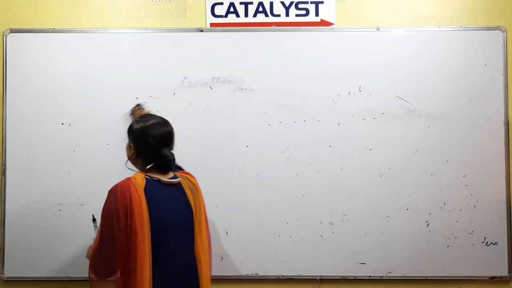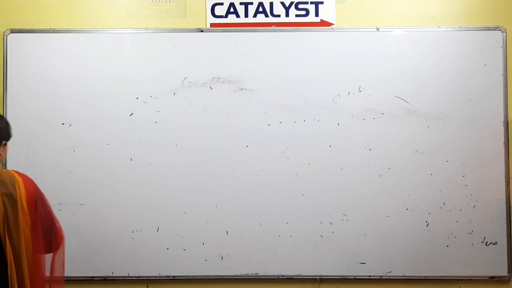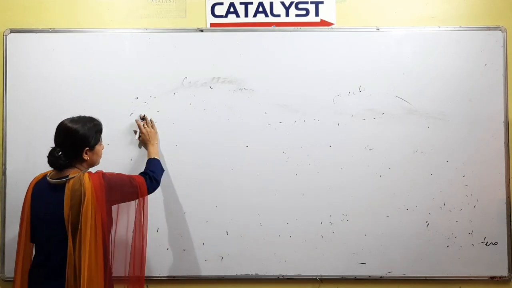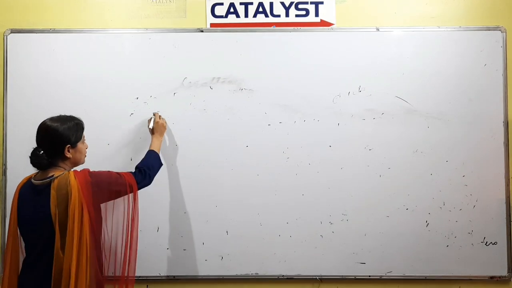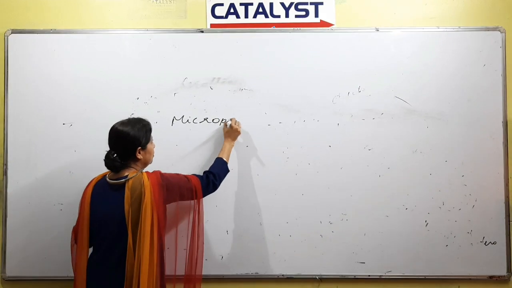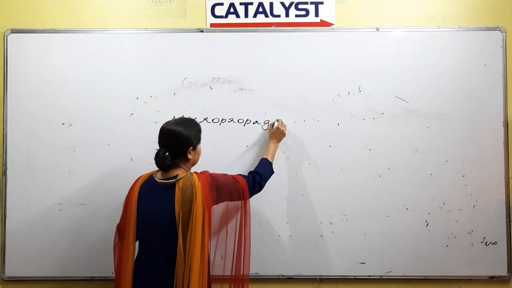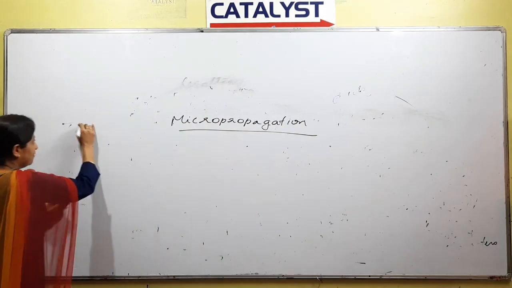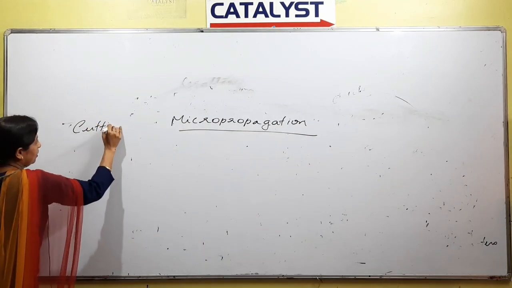Okay. So the next thing is asexual reproduction or artificial vegetative propagation. We were talking about the different types of asexual reproduction. The next type is something called micropropagation. So far, what else have we studied? We have talked about cutting. We have talked about layering.